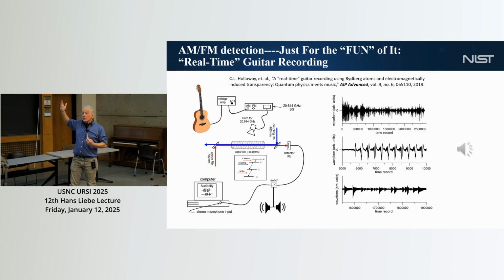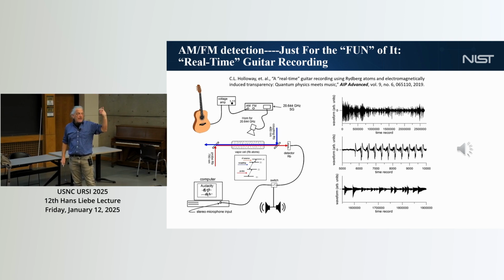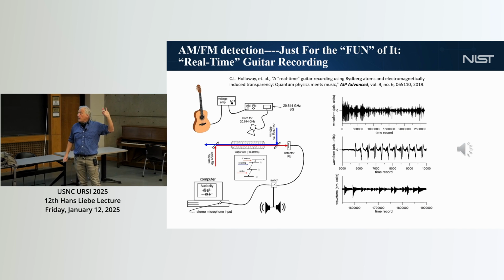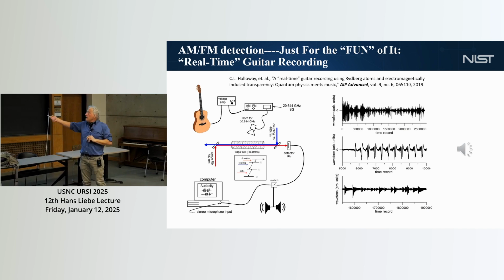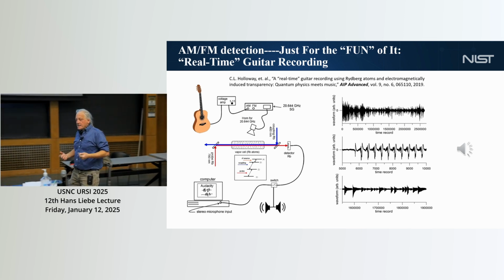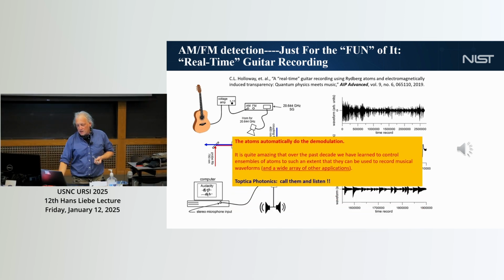But the idea here, the subtlety that I want you to realize is that there's no antenna picking up this AM modulated carrier, right? It's just this vapor cell. The atoms are your antenna, and the atoms automatically down convert, and the output of this photodetector is the baseband signal. So just an idea of how these things work and what some of the advantages are.